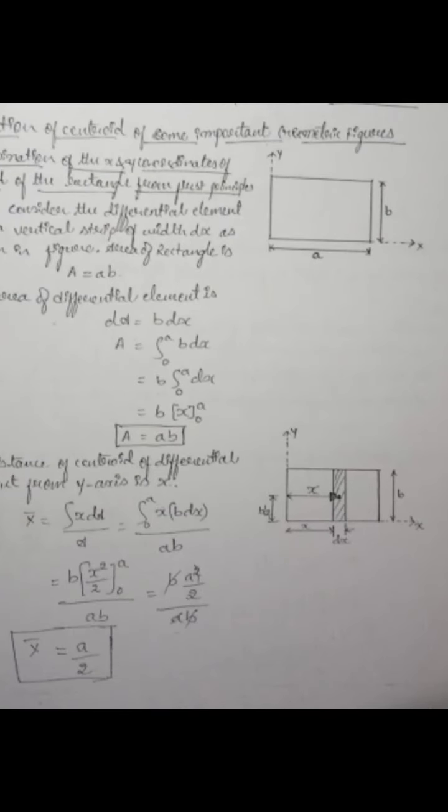So this is about the centroid of a rectangular section. You have to be able to determine this, and it is most important for the examination point. So try to do this. This is the first one. If you do this one, next you can do the rest of the things.